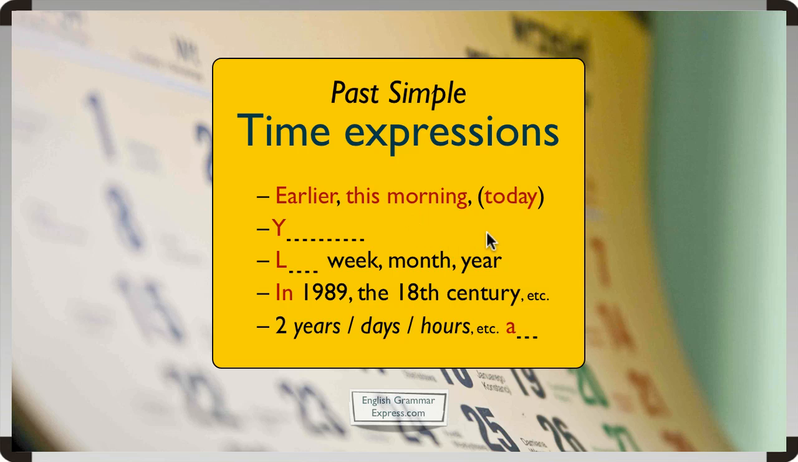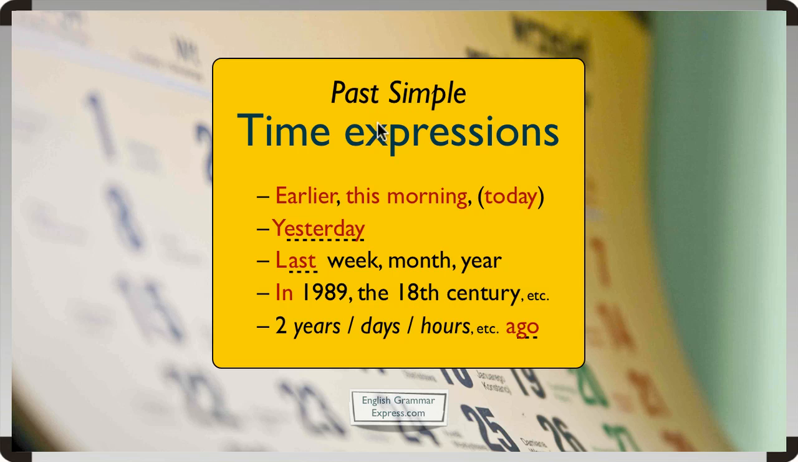We can even have today. You might say this in the evening, talking about the morning and afternoon. Going back in time, we have yesterday. Going back further, we have last week, month or year. We can also have in 1989, in the 18th century, and so on. And finally, we can have 2 years, days, hours ago. So those are some common time expressions for past simple.